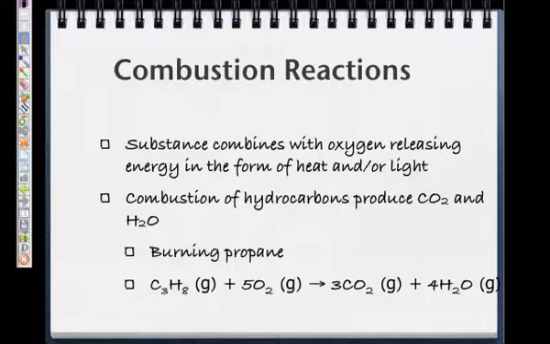So this is an example, burning propane. You'd have propane as C3H8. So you add oxygen if you're burning it. And then since C3H8, propane, is a hydrocarbon, it only has hydrogen and carbon in it, it will always produce carbon dioxide and water. So you would have all your reactants and products written out, and then you'd just balance it after that.